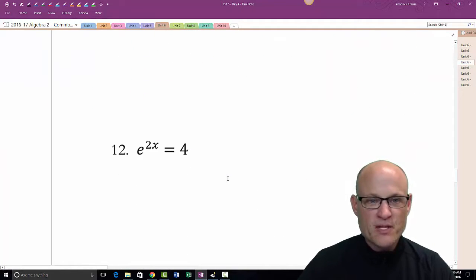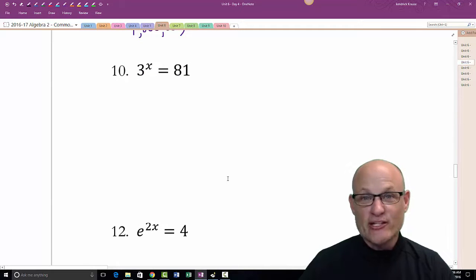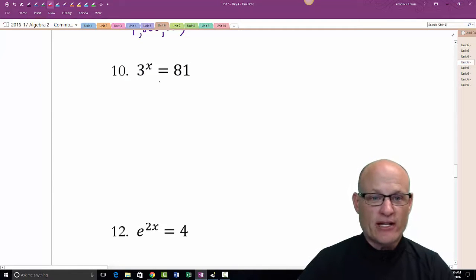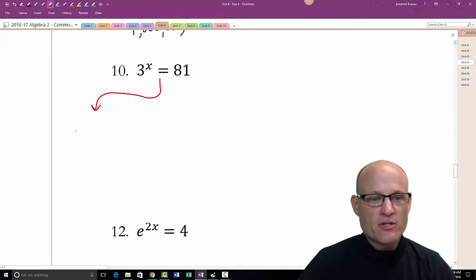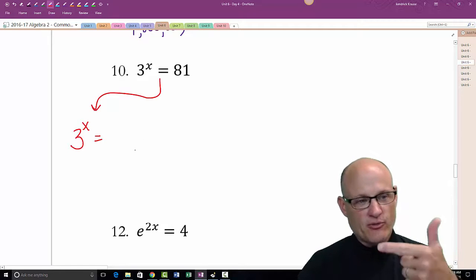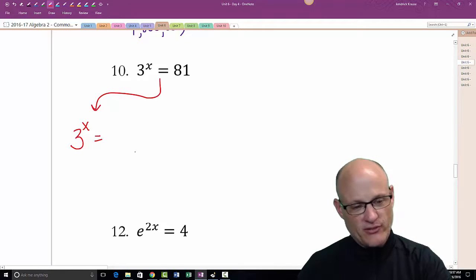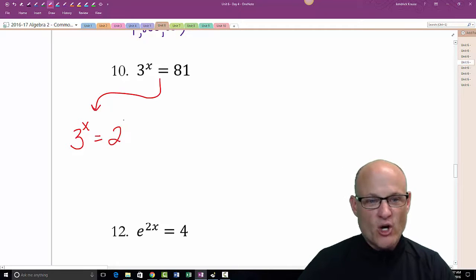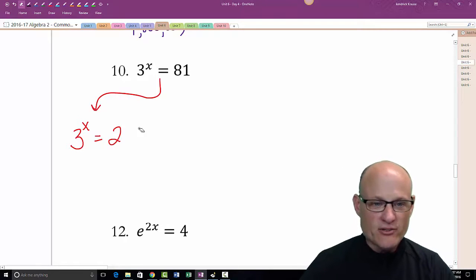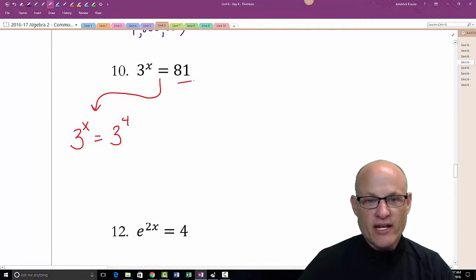Moving on. Now this one I can actually do two ways, and I'm going to show you that I can do it two ways. I could do this one by doing this: 3 to the x is equal to 81. 3 times 3 is 9, times 3 is 27, times 3 is 81. So 3 to the 4th is 81. Well, x is equal to 4. Many of you wouldn't know that.